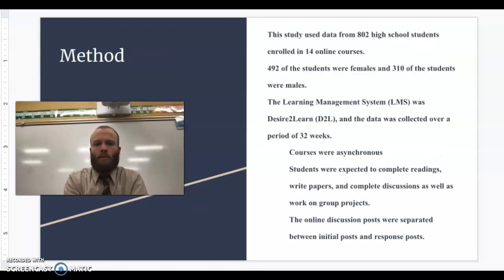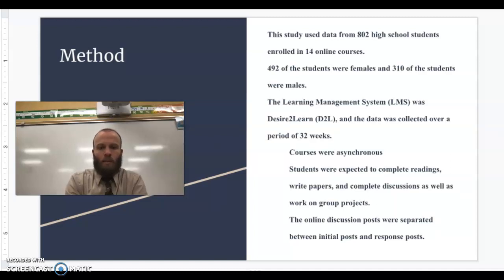So first of all, the method for this research. This was a high school data collection. There were 802 high school students, and they were enrolled in 14 different online courses. Just the breakdown here, 492 of those students were females, 310 of them were males. The learning management system was Desire to Learn, and the data was collected over a period of 32 weeks. So it was a good amount of data that was able to be collected by the research here.